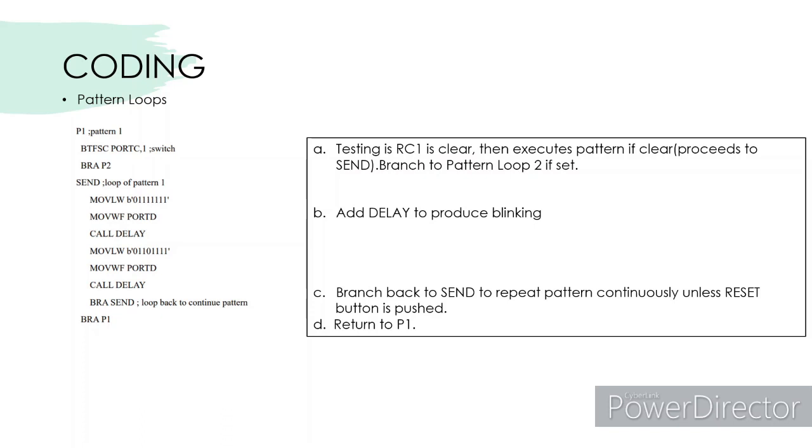The second part is inside the send function, which we use the move literal W with binary value and then placing the binary value inside port D file. After that, we add a delay to produce a blinking pattern. And the final part, which is the branch back to send, which we use to repeat pattern continuously unless we press the reset button in the circuit. The branch P1 means that the program will loop back to the first pattern, which is P1, regardless of any other pattern number.